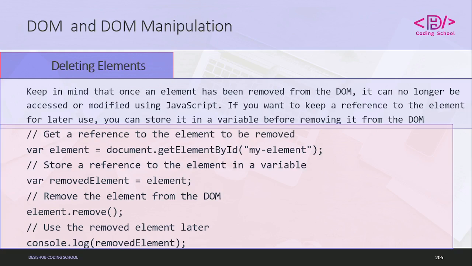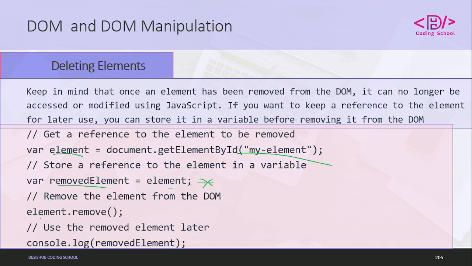Okay, so you can see you want to remove an element, so get a reference to the element to be removed. So var element equals document.getElementById. So this is the element they want to remove. To store the element, here store the reference to the element in a variable. So var removedItem is equal to element. So here they are storing it at this point so that they can access it in the future.